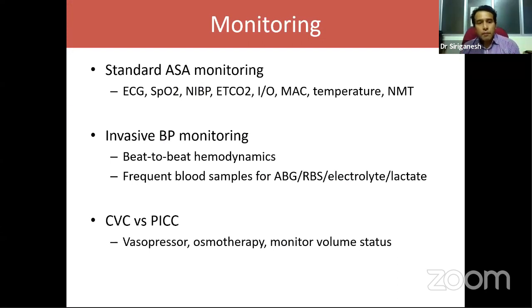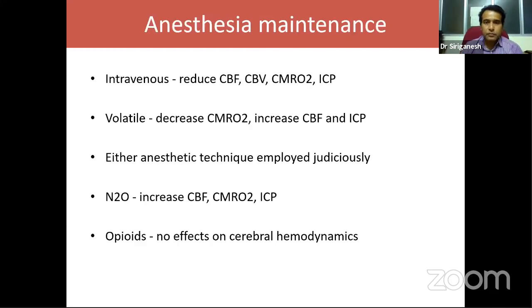When it comes to monitoring, a standard ASA monitoring is sufficient in most of the scenarios. Invasive blood pressure monitoring helps in beat-to-beat hemodynamic monitoring and management, and frequent blood samples can be obtained. The role of central venous cannulation is limited, especially in acute surgical intervention. It can be placed in the intensive care unit. Peripherally inserted central catheters are a better option, and they help in administering vasopressors and osmotherapy.